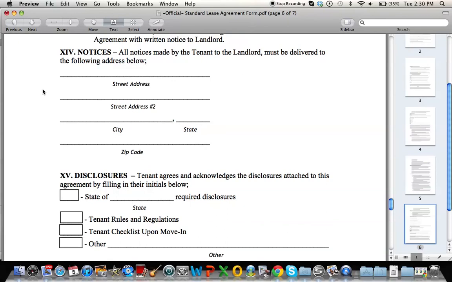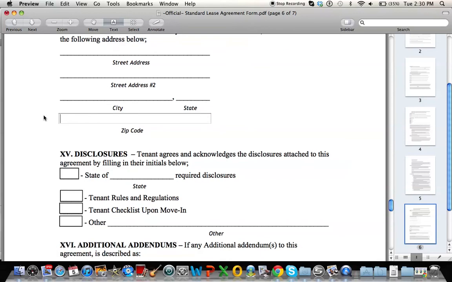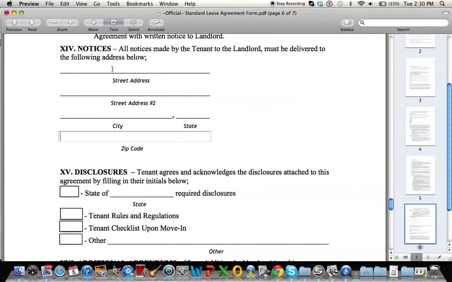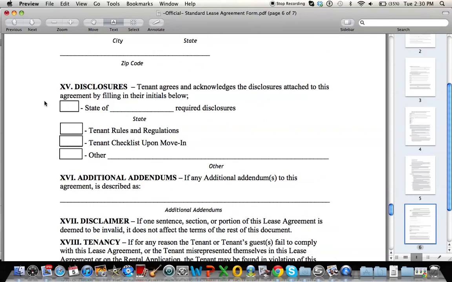All notices made by the tenant to the landlord must be delivered to the following addresses below. Here, you're going to want to type in maybe the superintendent of the building. If you ever have a problem with, say, you clog your toilet, or you have a water problem, faucet problem, the cable's not working, you're going to want to put in the superintendent of the building here, or the landlord, just in case you have a problem.